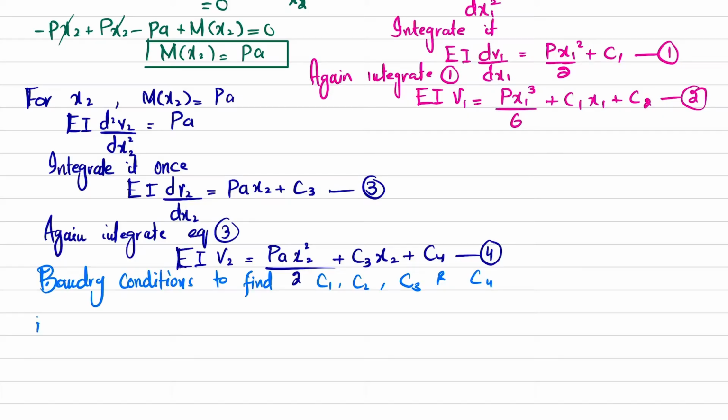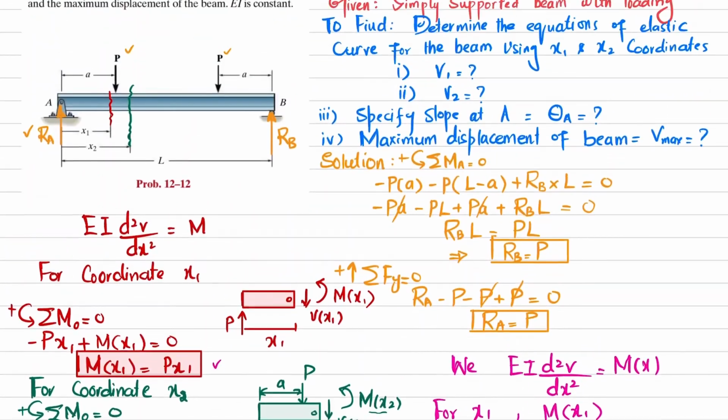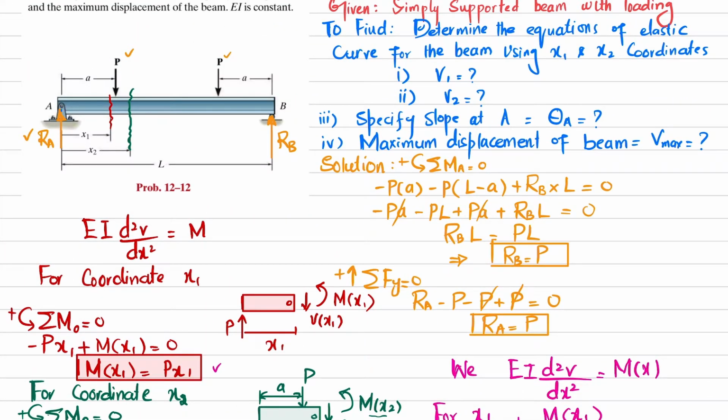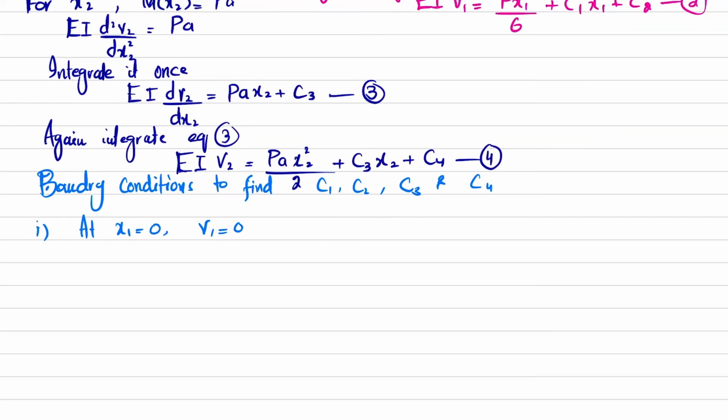So what are these boundary conditions? The first boundary condition is that at x1 is equal to 0, we have V1 is equal to 0. So let me show you. Now you can see that due to this loading, the beam will bend like this. Clear? It will bend like this. So here you can see at x1 is equal to 0, we have deflection V1 is equal to 0 because there is a pin support. So first we will use this boundary condition.